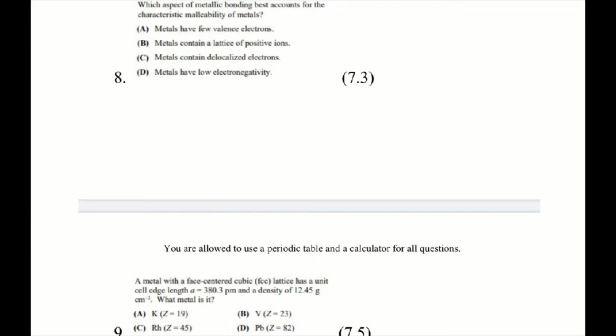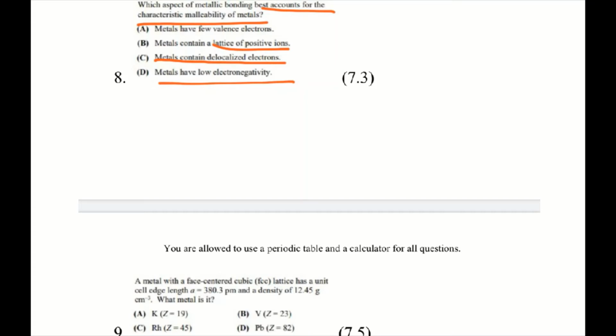Which aspect of metallic bonding best accounts for the characteristic malleability of metals? A. Metals have a few valence electrons. B. Metals contain a lattice of positive ions. C. Metals contain delocalized electrons. And D. Metals have a low electronegativity.